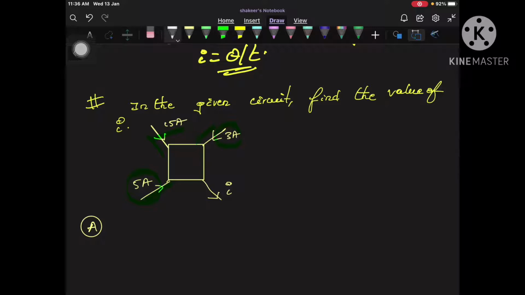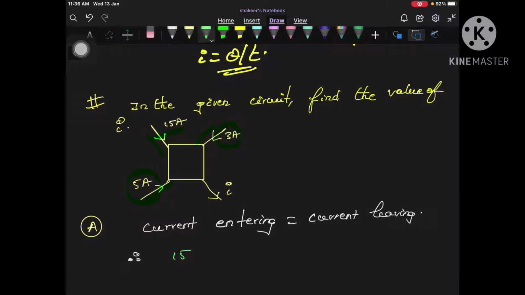So definitely what I can say that current entering must be equal to current leaving the junction. Okay. So therefore what is the value of current which is entering this junction? So definitely I can say 15 ampere plus 3 ampere plus 5 amperes of current, it is entering the junction. So this must be equal to the amount of current which is leaving the junction. So which current is leaving the junction here? I can say only this I amount of current is leaving this junction.